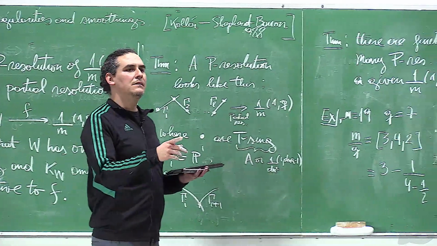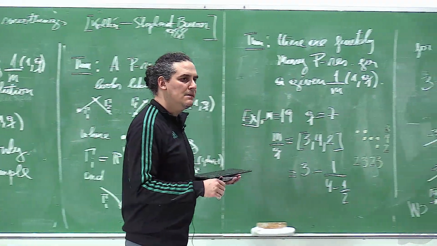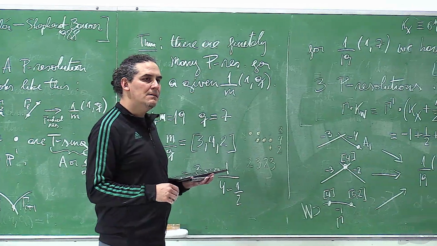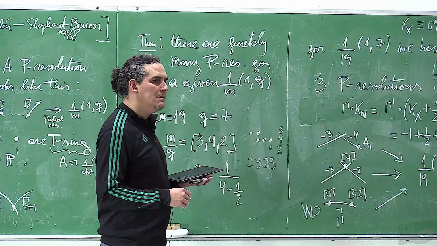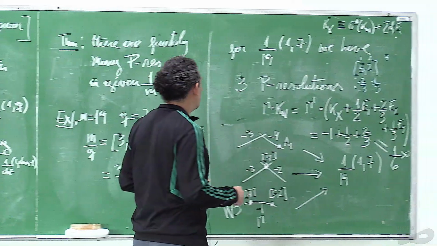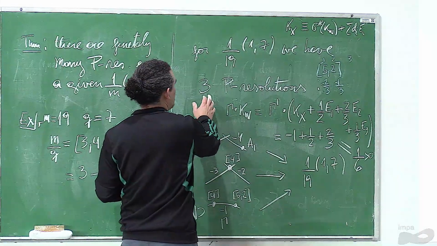So when you say there's only that many P resolutions, are you assuming that these P resolutions are minimal as P resolutions, or are you just claiming that if you say pull up any random extra points that you don't need, these are all the P resolutions.